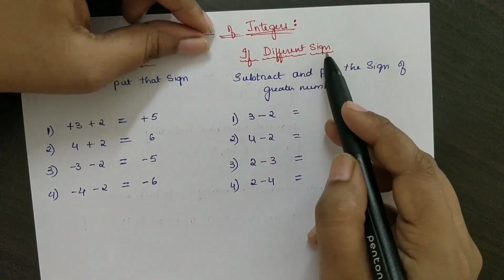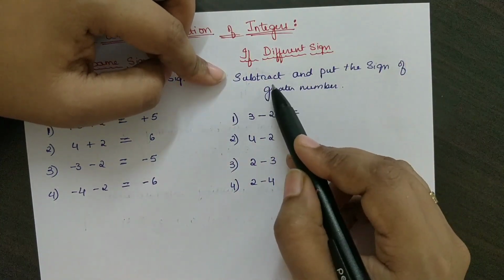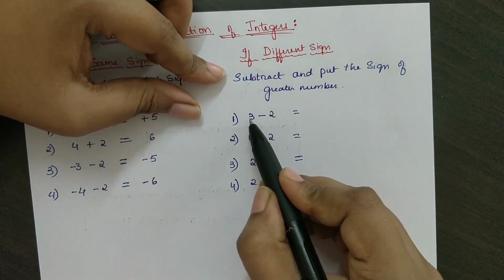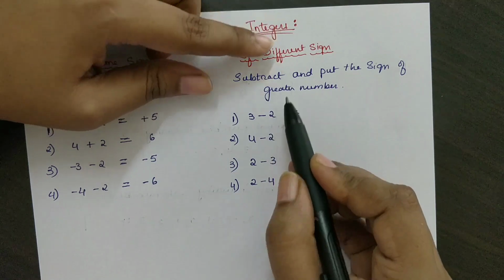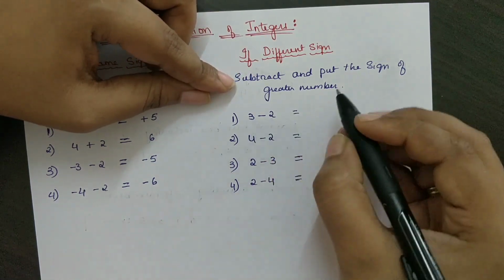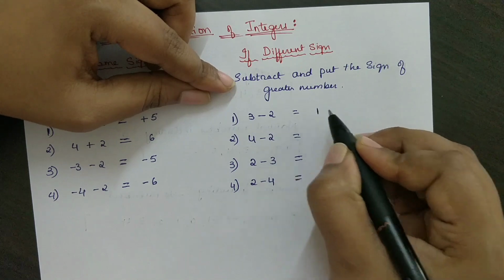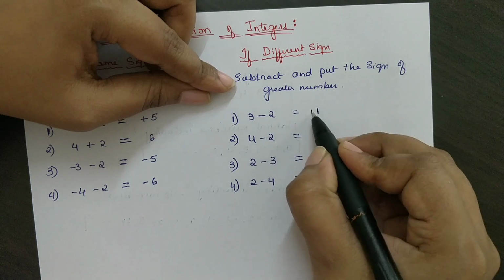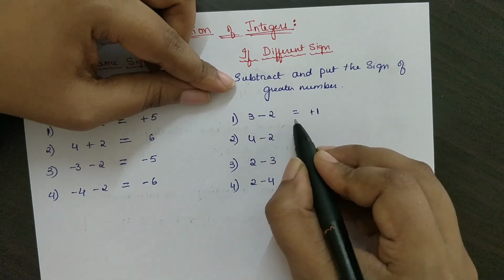If different signs are there, subtract and put the sign of the greater number. +3 -2. Different integers, different signs. Then subtract, 3 -2 is 1, and put the sign of the greater number. Plus. 3 -2 equal to +1.